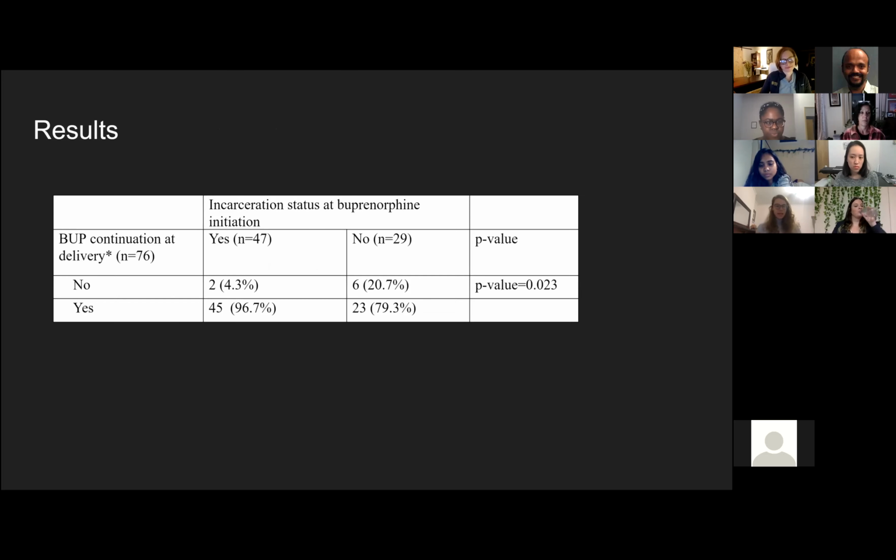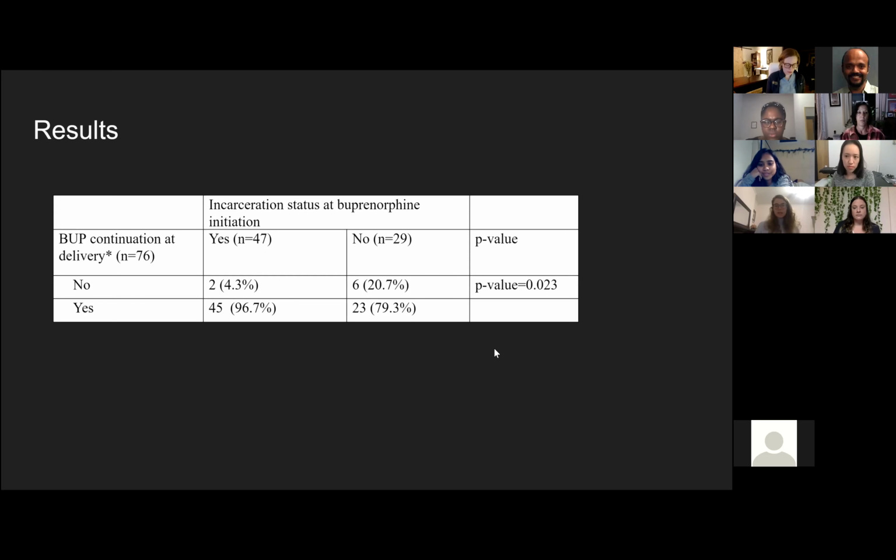And then this is the headline result. We found that there was a significant difference between those who were incarcerated at buprenorphine initiation and those who were not: those who were incarcerated actually had a higher buprenorphine continuation rate at delivery. And overall, the rates are really high. So 79% of people who were not incarcerated at buprenorphine initiation remained on buprenorphine at delivery, and 96% of individuals who were incarcerated at buprenorphine initiation continued to be on buprenorphine at delivery.